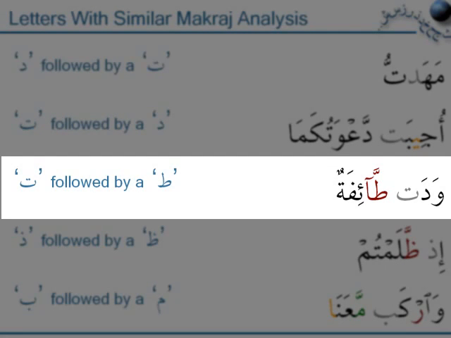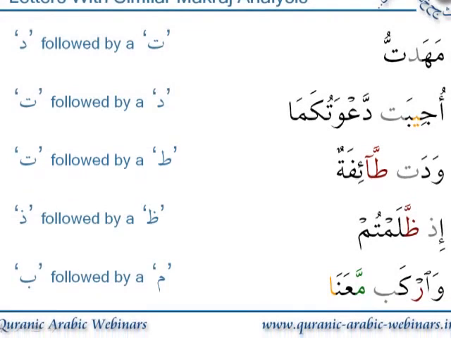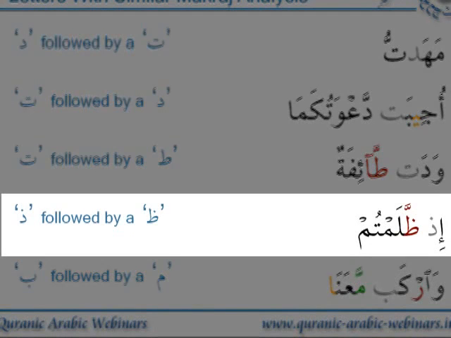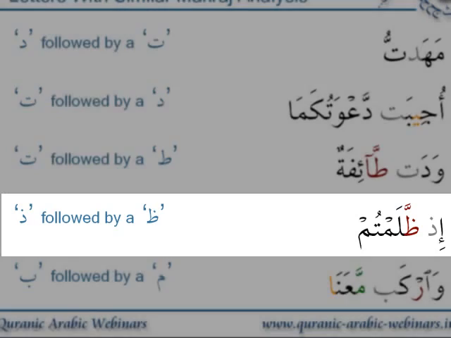Next rule, the ta followed by a ta. So here we have wa dab ifatun. So the dal joining directly to the ta, completely ignoring the ta. Then we have the dhal followed by a dha. So here we have idha lamtum. Idha. So we ignore the dhal completely, join directly to the dha.